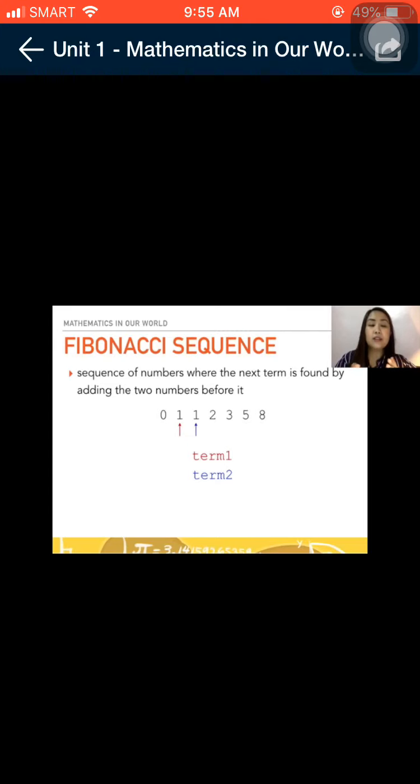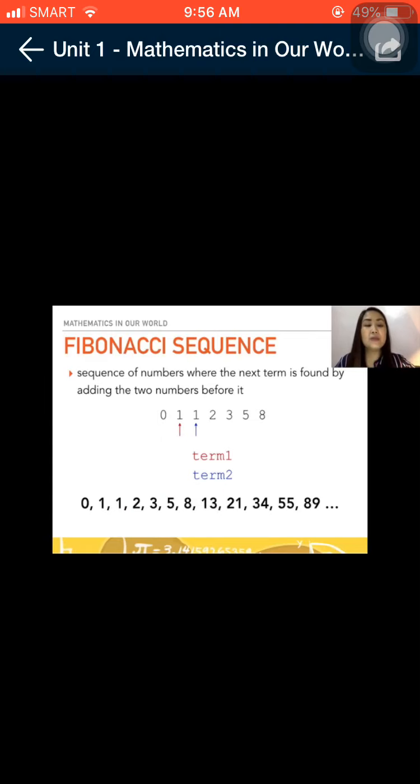So 0, 1, 0 plus 1, the next number is 1. 1 plus 1 equals 2. 2 plus 1, 3. 2 plus 3, 5. 3 plus 5, 8. 5 plus 8, what do you think is the next term? Right? 13. And 8 plus 13, 21. To get the next number, we add 13 and 21, we get 34, and so on.